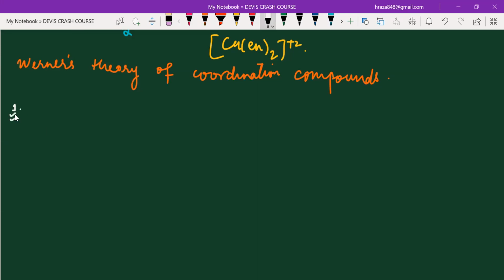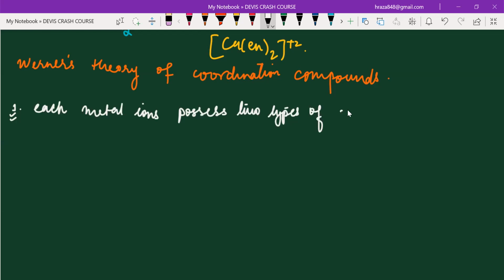So basically in a coordination compound or complex compound, every atom, or we can write each metal ion, possesses two types of valencies. As we have studied ligand and counter ion. Okay, are you getting my point? So this is the first theory that is given by Werner, and the postulate says that each metal ion possesses two types of valency.